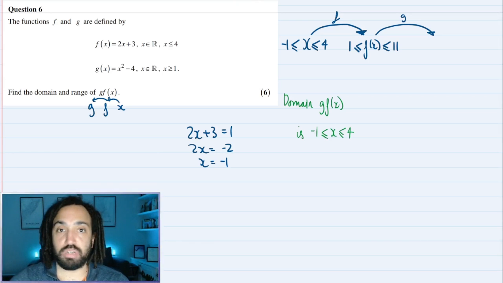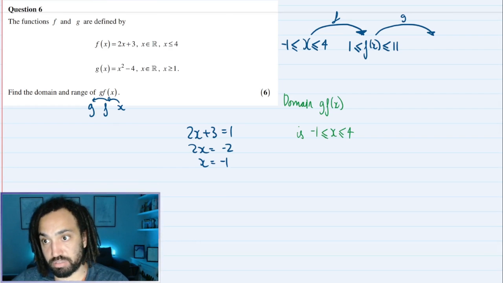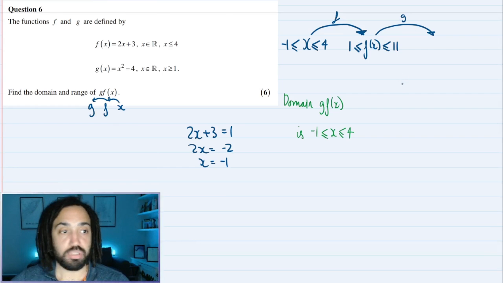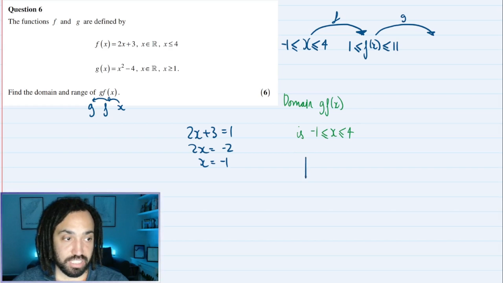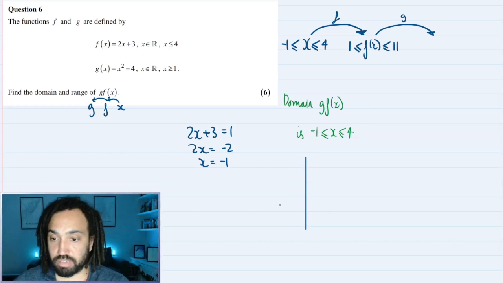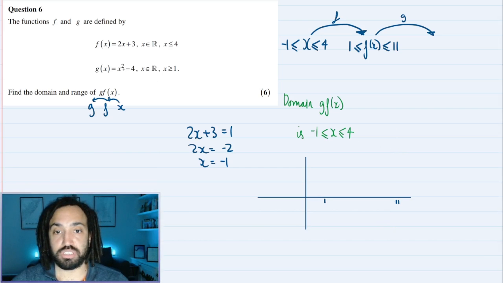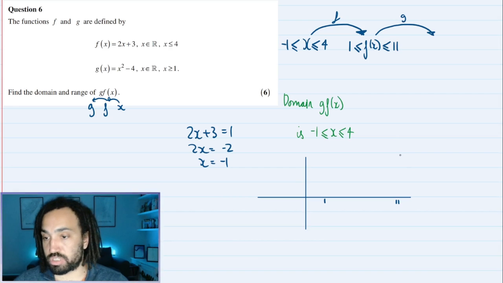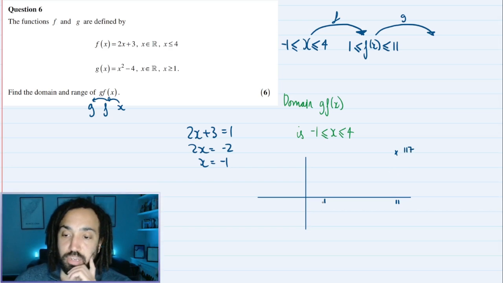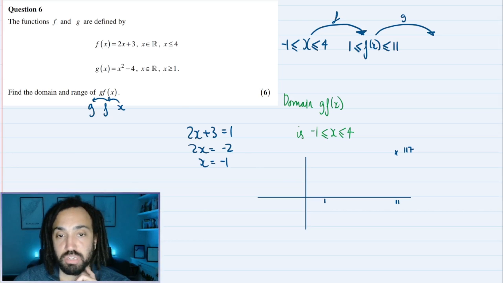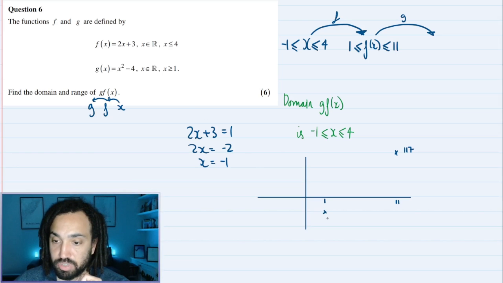Okay, so now what about the range? Well, these are the numbers we're allowed to put into g. So what is that going to give us? Well, it's a quadratic, so it's a good idea to sketch the diagram. So we're allowed to put in x values from 1 to 11. Well, when I put in 11, g tells me to square and minus 4. So that's 121 minus 4. So that's 117 all the way up here. And when I put in 1, well, that's 1 squared is 1, minus 4 is minus 3. So minus 3, let's say down here.